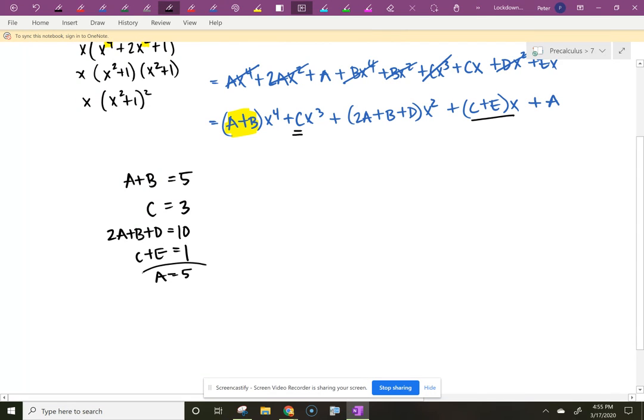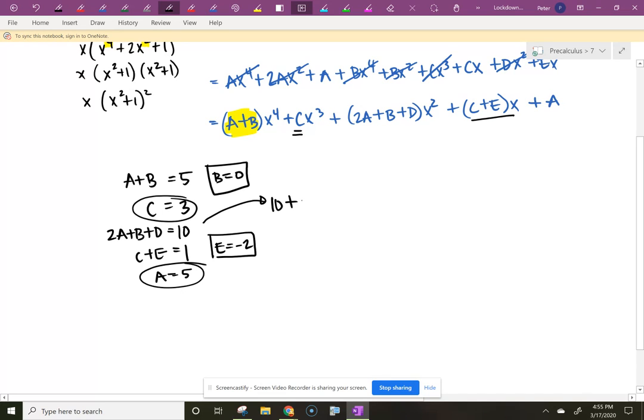What does that give me? That gives me A, and that gives me C. Well, that also gives me B, because if A plus B is 5 and A is 5, then B's got to be 0, right? C plus E is 1, but I know C is 3. So if C is 3, then E has to be -2. And last but not least, I know this one, right? I know A and B, so 2A is 10 plus B, which is 0, plus D, which is the one I don't know, is equal to 10. Move that 10 over, you got D is 0.